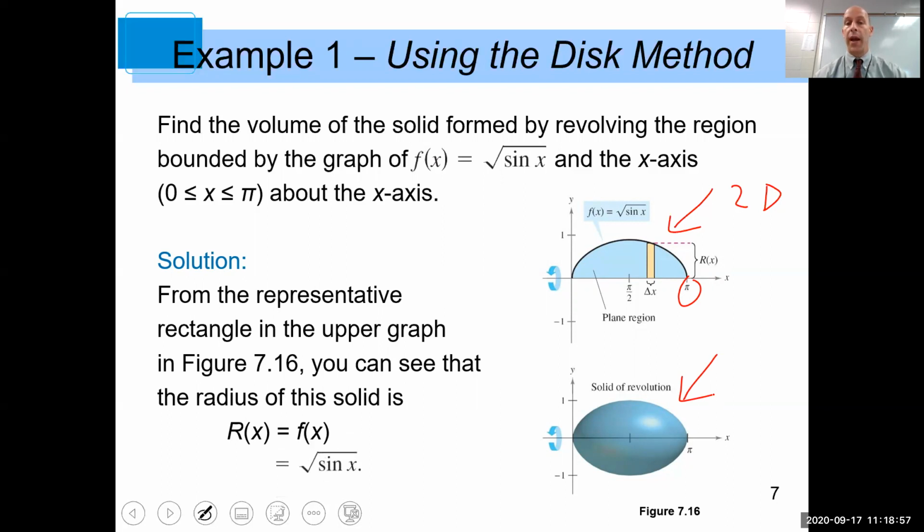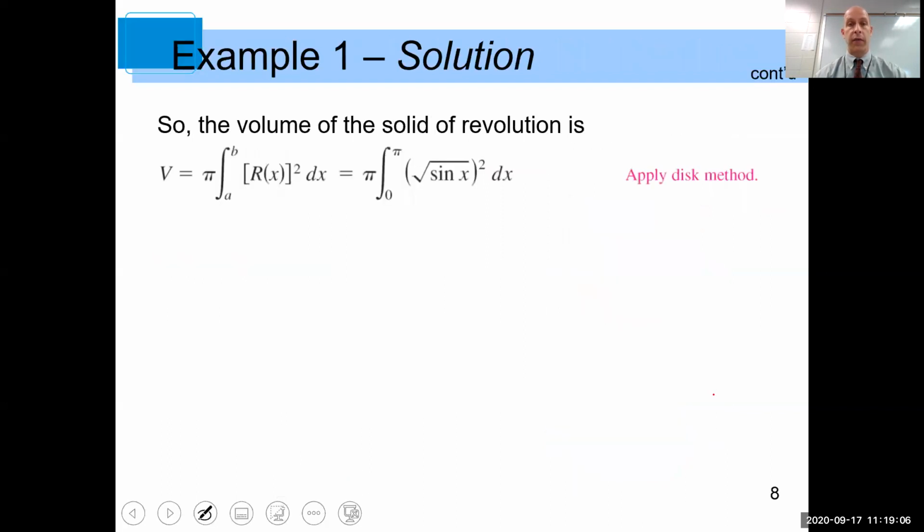In this case, the radius, the big R, is simply our function value, which is the square root of sine x. And then delta x, of course, is going to be the width of each of those rectangles that you can see in the first picture. To find the volume of this solid of revolution, we're just going to use our formula. Since this is with respect to the x-axis, it's going to be pi integral from A to B of big R of x squared dx.